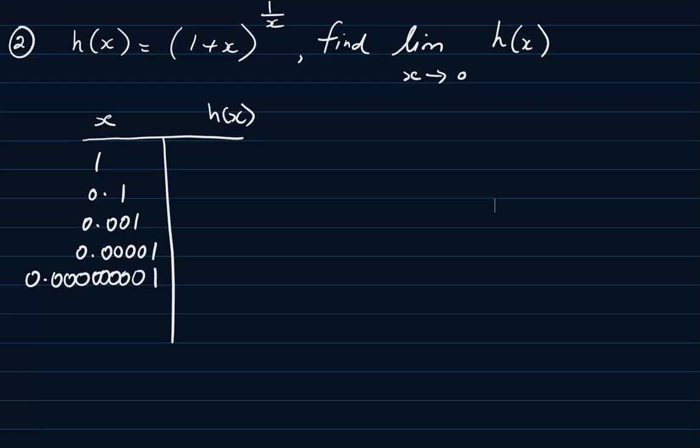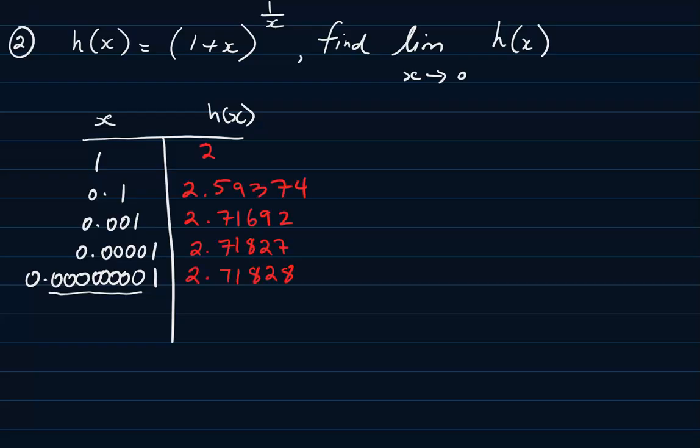As you notice, the last number here, right here, is 0.00000001, like 8 zeros with 1. That's very close to 0, and we want to know what happens to the value of h of x. Now you can use your calculator and do that, and this is what you're going to get. All right, so you get these values.